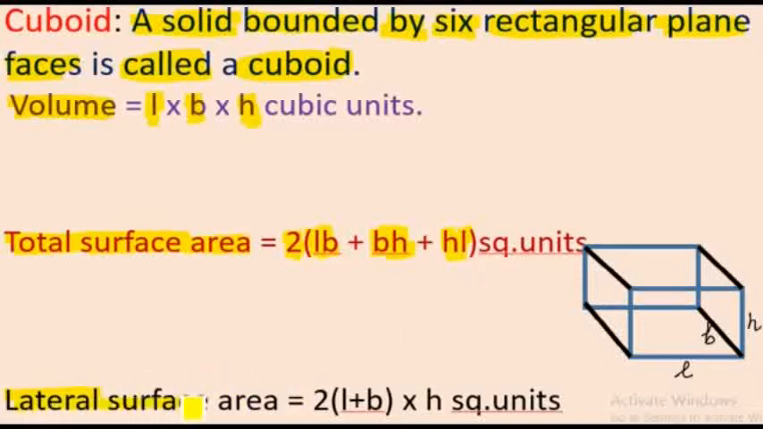Now the next formula is lateral surface area. Lateral surface area, if we are not going to include the top and the bottom surface, if we only want to take the 4 faces of this cuboid, the formula for that is 2 into L plus B, length plus breadth, into height. So these 3 formulas are for cuboid.